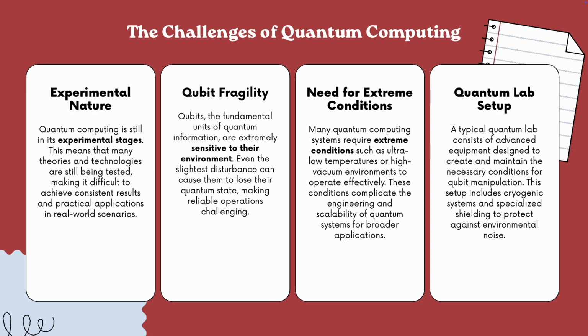And fragile qubits. Qubits are very sensitive, and even small disturbances can cause them to lose their state. This is why most quantum computers are found in specialized labs filled with cryogenic systems and shielding equipment. For now, they aren't practically used every day, but researchers are making progress.